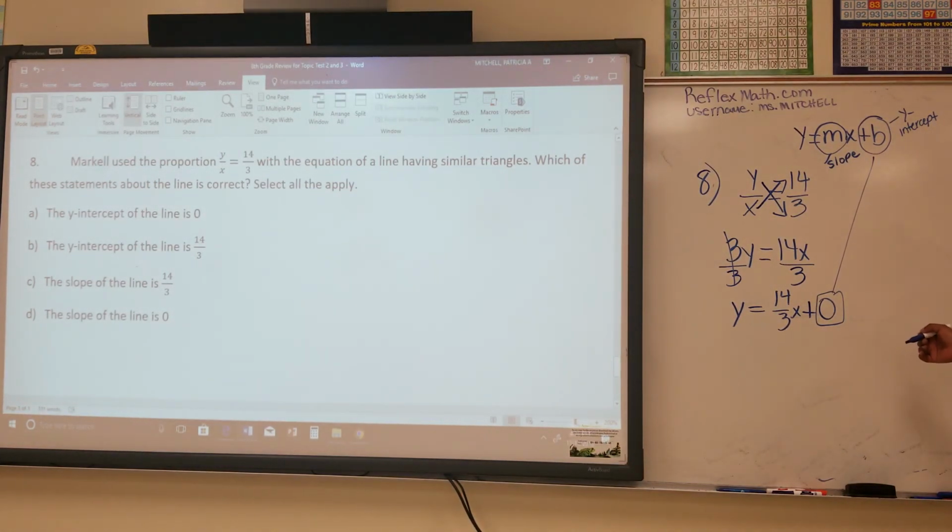And we see a slope. Here's our slope, the m. Our slope is 14/3. Do we see that? Yes, we do. C, the slope of the line is 14/3. Okay? So just please remember that. All right? Take notes and write this stuff down.